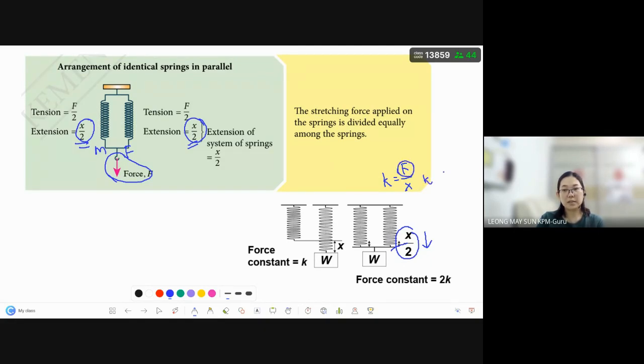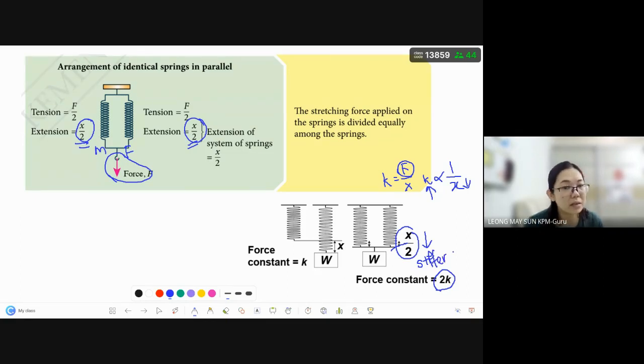The spring constant k is inversely proportional to the extension. So when the extension has reduced, the spring constant will increase. That's why when identical springs are placed in parallel, the spring constant actually doubled. The spring constant doubled up. So doubled up means a stiffer arrangement.